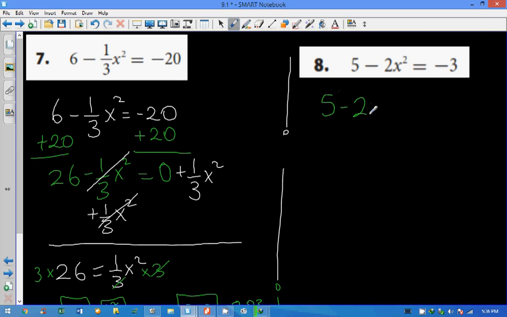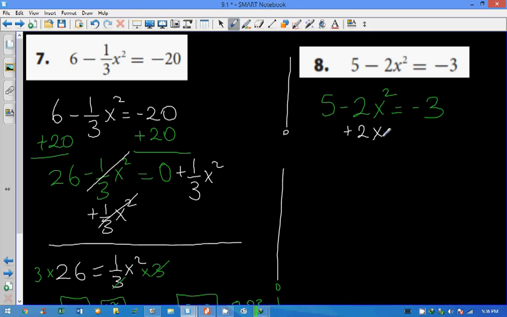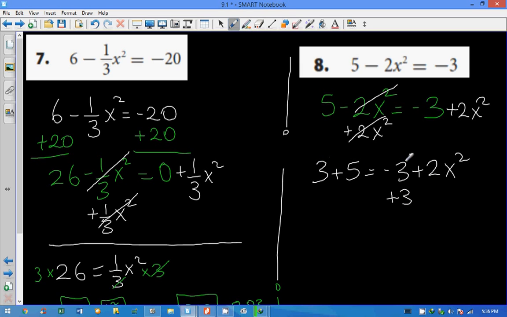And the last problem: 5 minus 2x squared equals negative 3. First of all, we have to add 2x squared on both sides. 2x squared and 2x squared cancel each other out. 5 equals negative 3 plus 2x squared. So we have to add positive 3 on both sides. The negative 3s cancel, and 8 equals 2x squared.